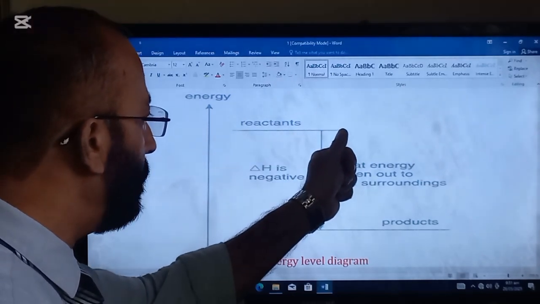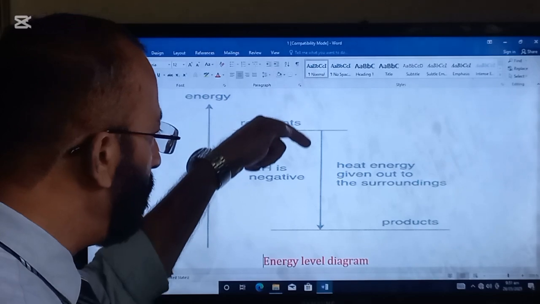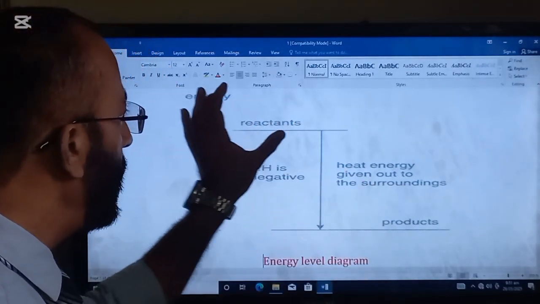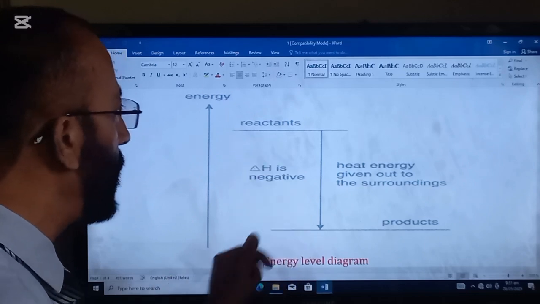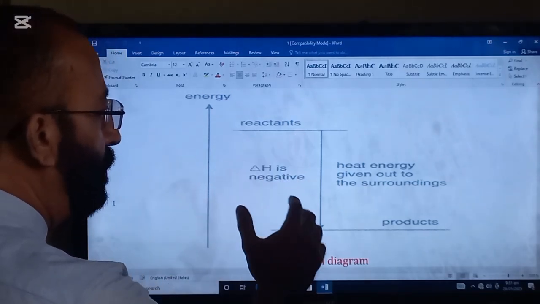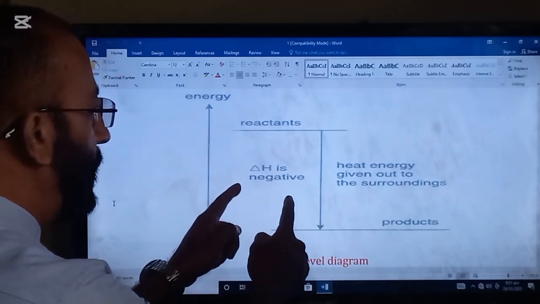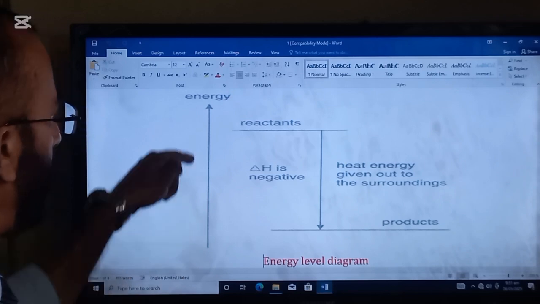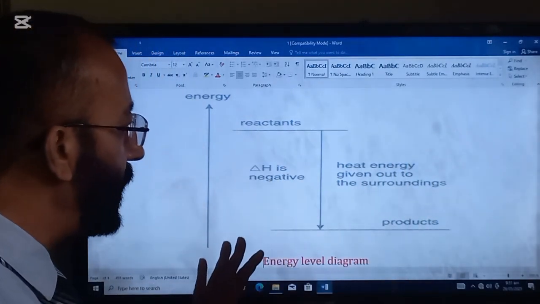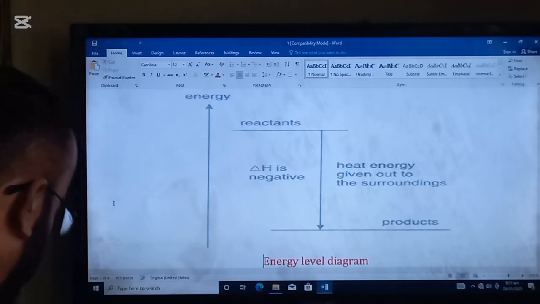Reactants will be put above, products will be put down, the arrow will be downward, and heat energy is given out to the surroundings. That's why heat will be given out to the surroundings. The energy level of the reactants will be higher than that of the products. Delta H is negative and this arrow will be upward. So learn this diagram, practice this diagram again and again by writing.